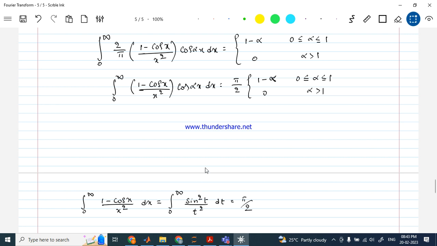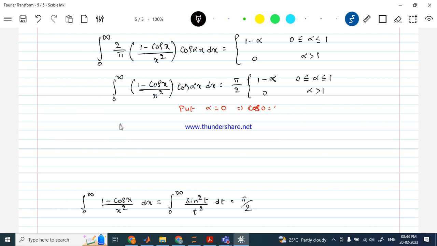Now in this expression I just want 1 minus cos x by x square, I don't want cos alpha x. So I cannot substitute for x. If I substitute for x, even this will vanish. So I need to substitute for alpha in such a way that this cos becomes 1, so that you will get 1 minus cos x by x square. Then what I am supposed to do, I need to put alpha equal to 0 in it, so that cos 0 becomes 1.